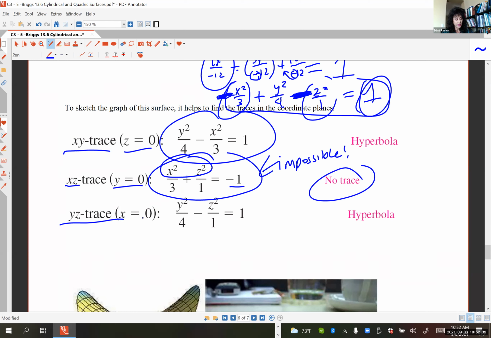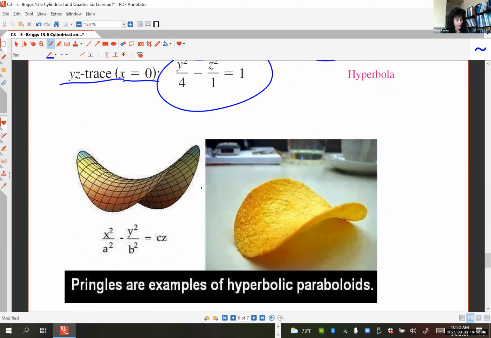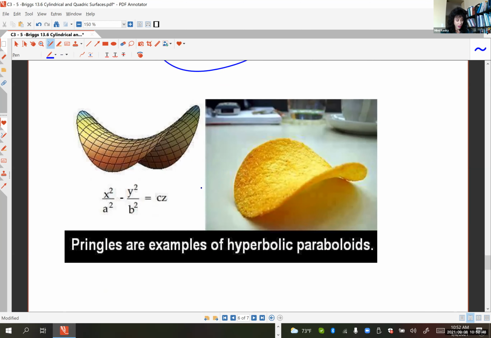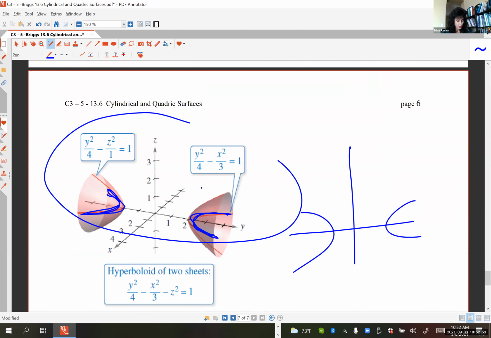How about the YZ trace? Well, when you set x equal to 0, you get that equation, and that would be graphed as a hyperbola in the YZ plane. And then we have Pringles are examples of hyperbolic paraboloids.